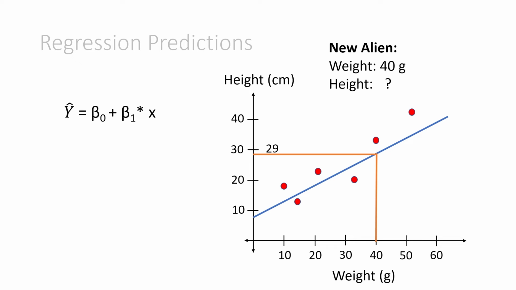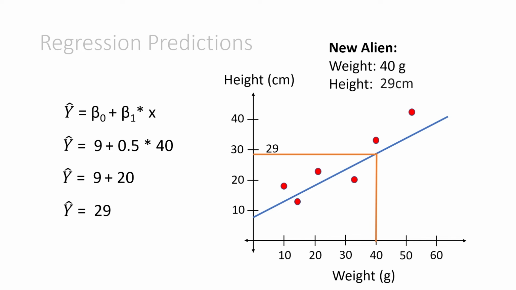We calculated from before that beta naught is 9 and beta 1 is 0.5, so here's the same thing, but with each of those substituted in. This further simplifies to 9 plus 20, which is equal to 29, which is what we had visually as well. So for an alien with a weight of 40 grams, we would use our model to predict its height is 29 centimeters. Okay, a couple notes before we go.